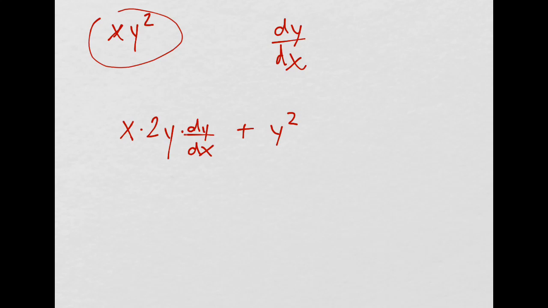So the main thing is, when you take the derivative when they disagree, you take it like normal, but then you also tack on a dy dx. That's the main idea for implicit differentiation. You take the derivative like normal, and then tack on a dy dx.